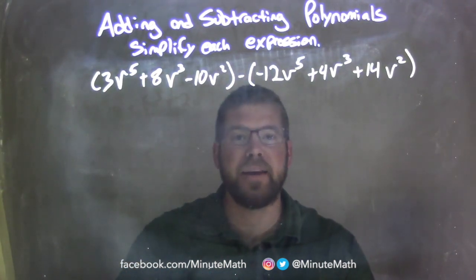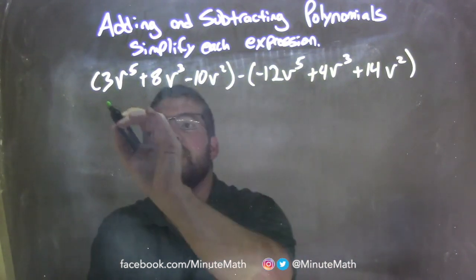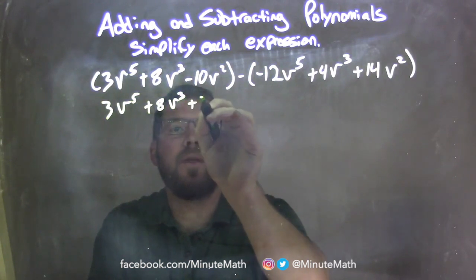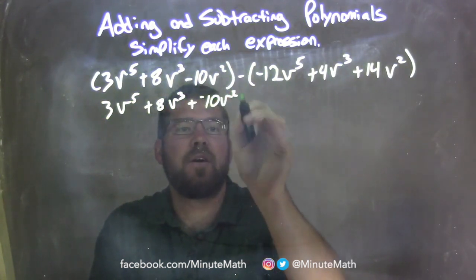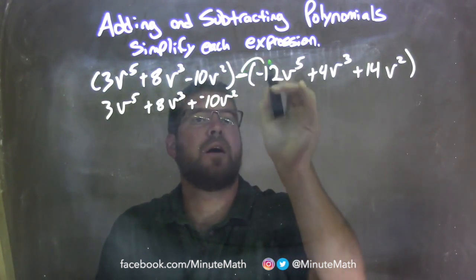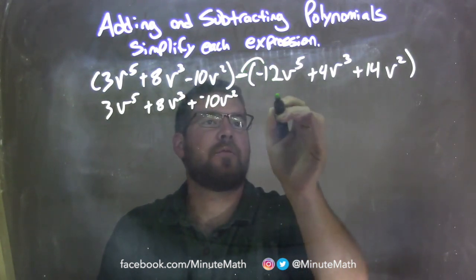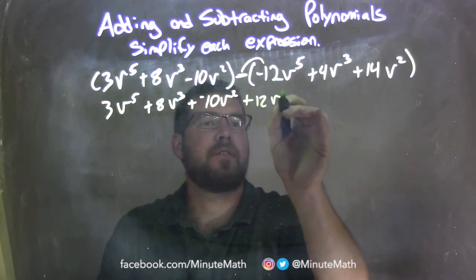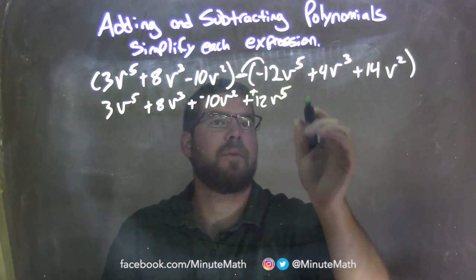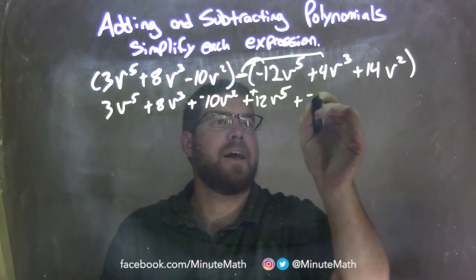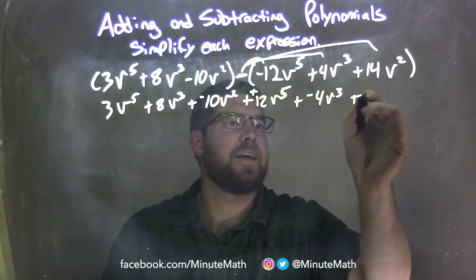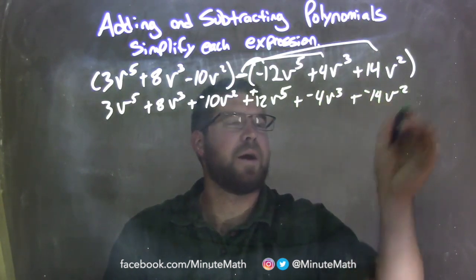So now I'm going to make all my negatives be adding positives. So we have 3b to the fifth plus 8b to the third plus a negative 10b squared. Then I'm going to distribute this subtraction sign right here to all parts. So negative times a negative 12b to the fifth is a positive 12b to the fifth. Positive 12b to the fifth power, not second power, fifth power. Distribute that here. We have adding a negative 4b to the third. And then the last one, adding a negative 14b squared.